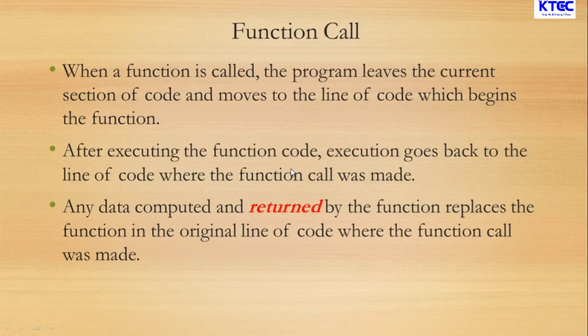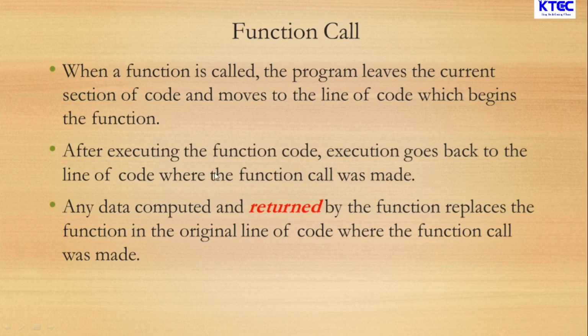When a function is called, the program leaves the current section of code and moves to the line of code which begins the function. What is happening here is this: whenever you are writing a program and you call a function, the moment the function hears its name, it leaves this and goes to where the function is located, executes that function, and then returns the answer in your program.